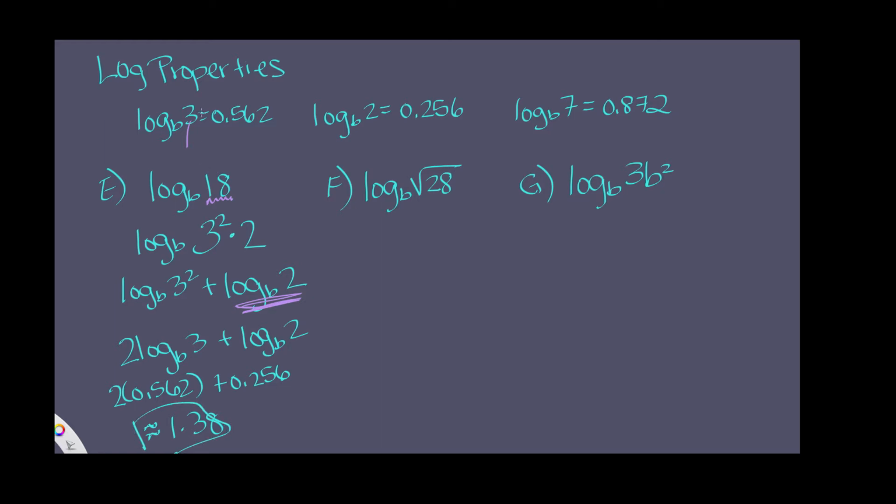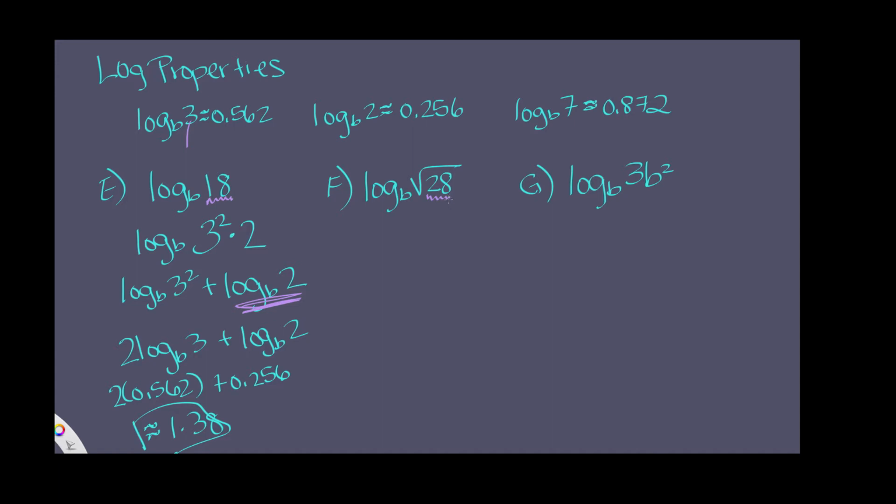Really, all these little equal signs up here should be approximately equal to, because these are rounded decimals. Although I suppose it's log base b, we really don't know what the base is. But anyhow, moving on. This square root of 28.